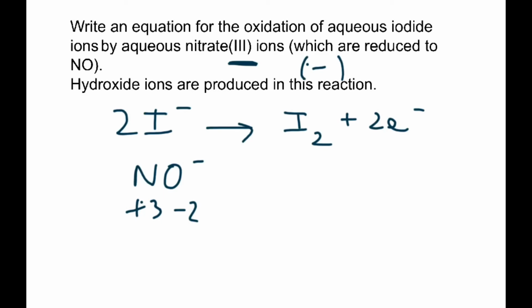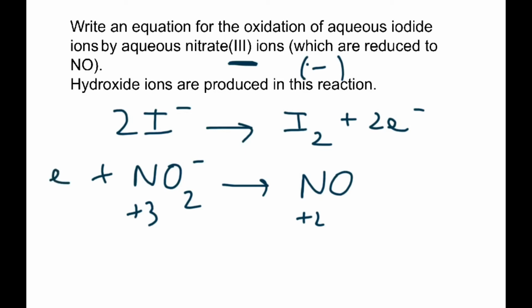I should have told you that. So therefore we're going to need 2 oxygens. So therefore the formula is going to be NO2 minus. Okay, and that is going to be reduced to NO. So that's plus 3 nitrogen. That's plus 2 nitrogen there. So that is a difference of 1 electron.